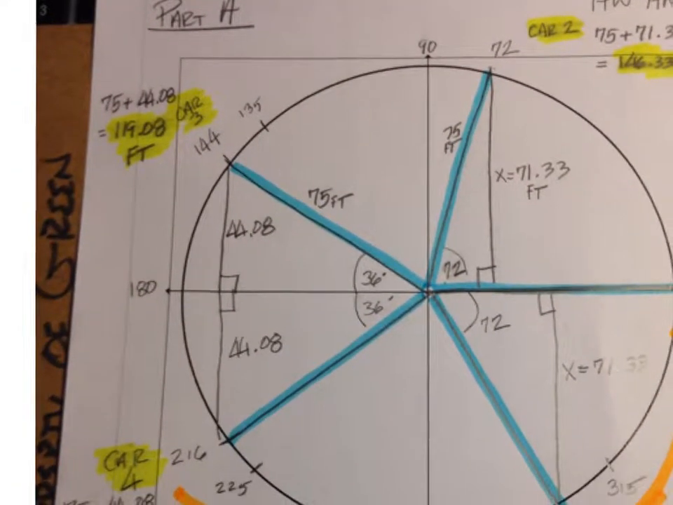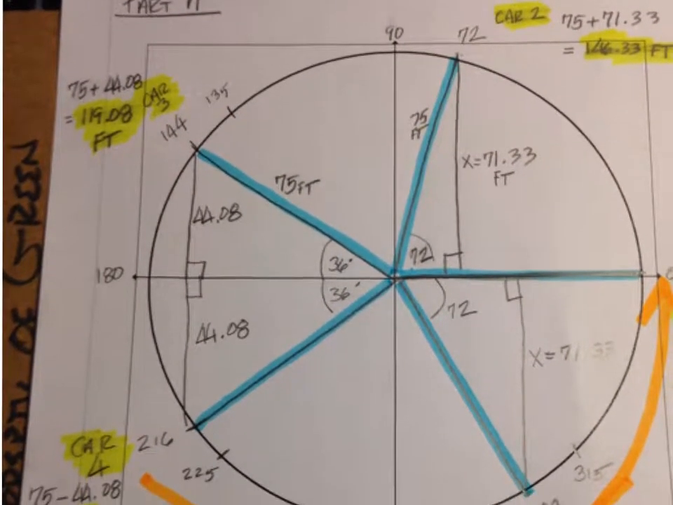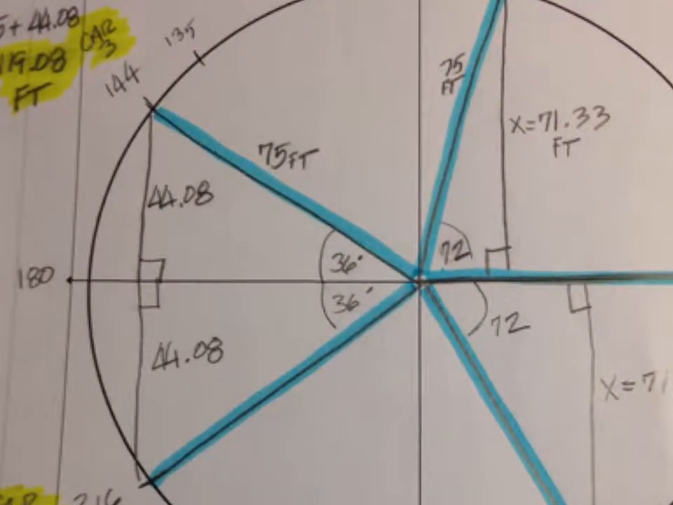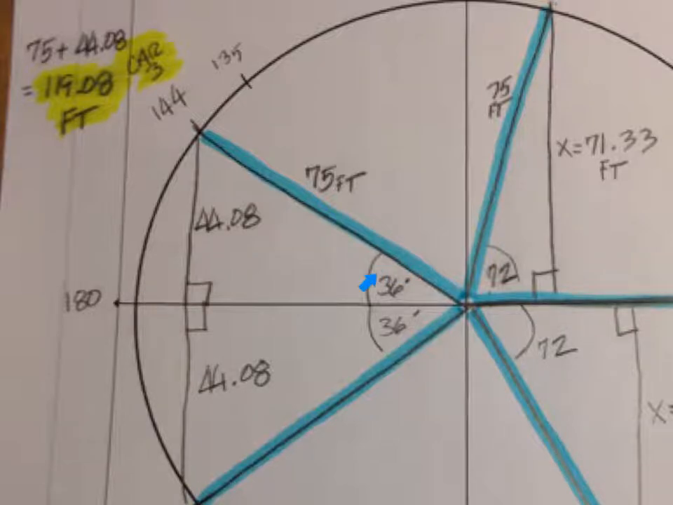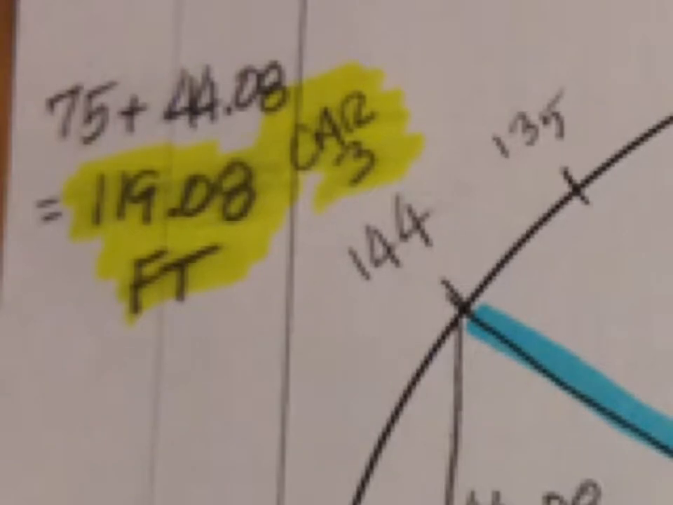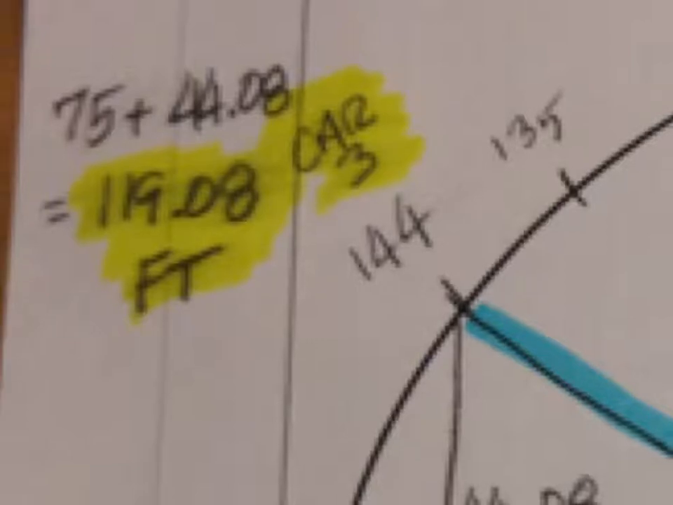Over here on car 3, it's a 36 degree angle in here because it is between 180 and 144, 36 degrees. Sine 36 degrees equals x, which is this, over 75. Solve and get this value and add it to the 75 feet, 119.08. We are rounding all these to the hundredths place.